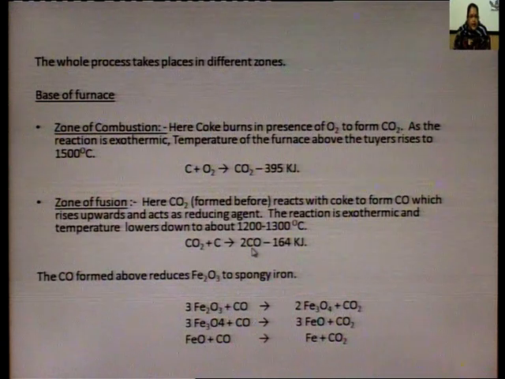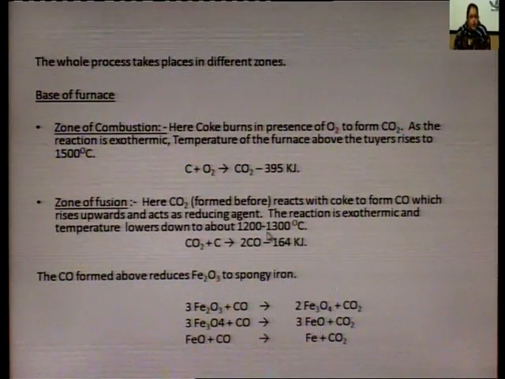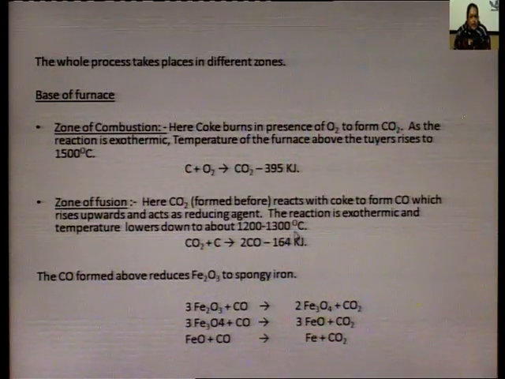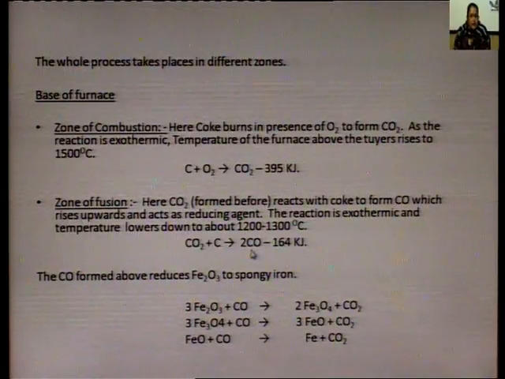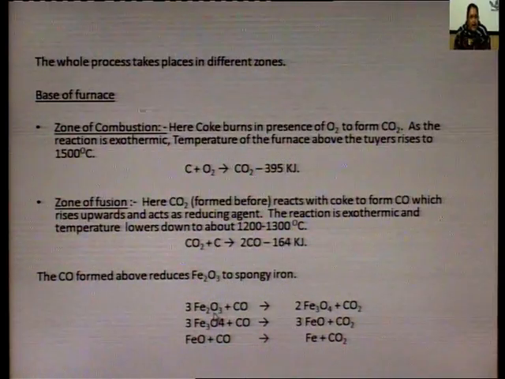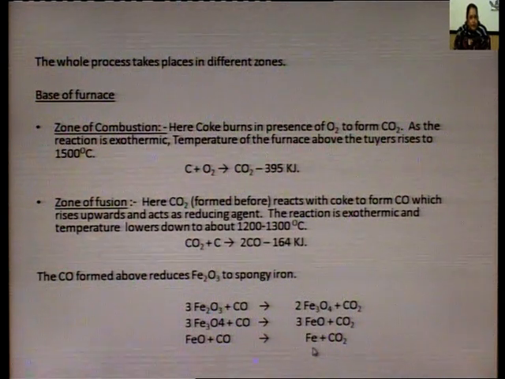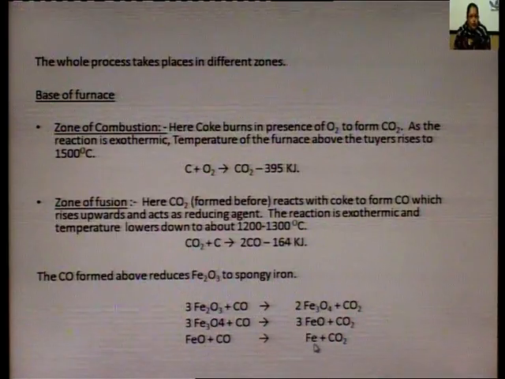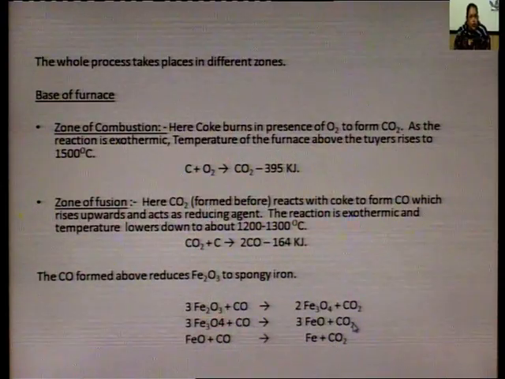As this reaction is endothermic in nature, it means the heat is absorbed, so the reaction temperature in this zone will get reduced to 1200 or 1300 degree centigrade. And the carbon monoxide formed in this zone will reduce the iron oxide to spongy iron, meaning the iron oxide ore gets reduced to iron. So, these are the two zones, that is, the zone of combustion and the zone of fusion.